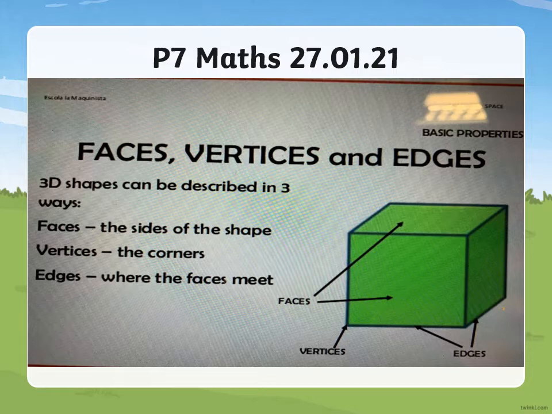We have faces, which are the sides of the shape. We have vertices, which are the corners of the shape, and we have edges, and that is the point where the faces meet. So I think it's really important to remember that when we are looking at the next couple of shapes that are going to appear for us to describe.